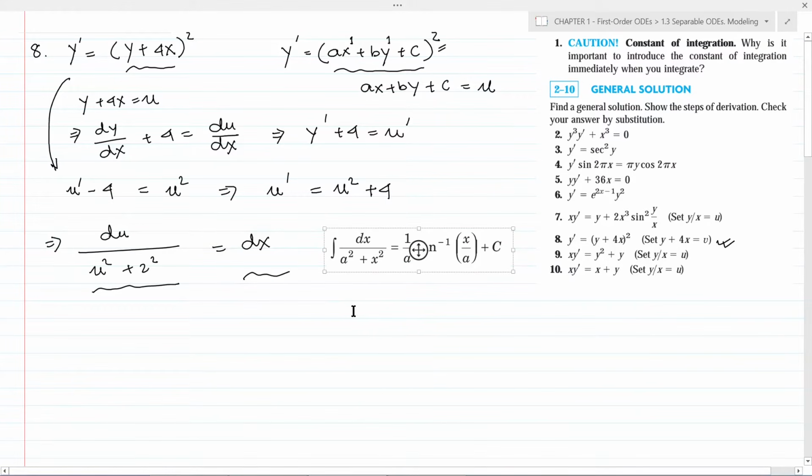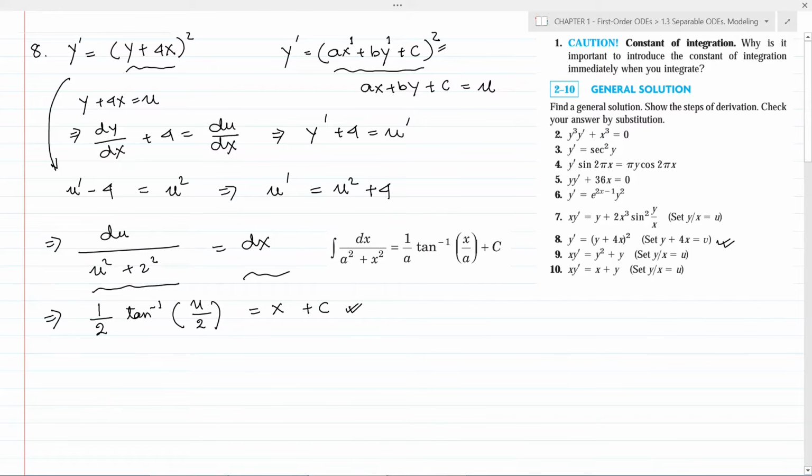we have the integral of dx by a square plus x square is equal to 1 by a tan inverse x by a plus c. We use this formula to evaluate the left hand side. We can write this as 1 by 2 tan inverse u by 2 is equal to x plus c. This is the general solution.